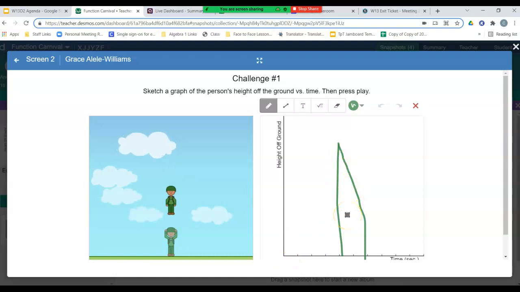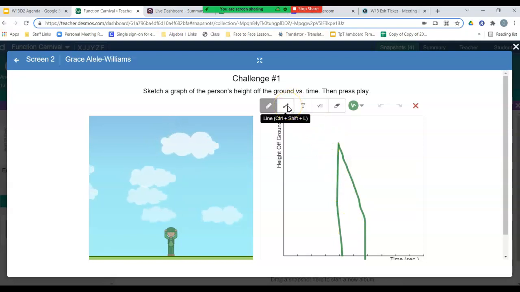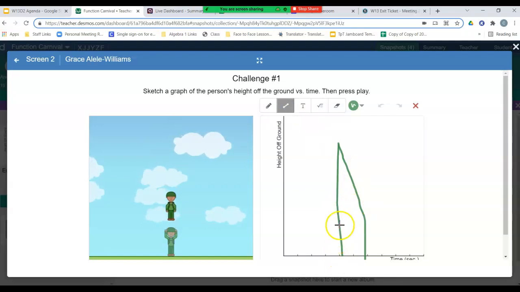Why does it look like he glitched? It's like he's in two places at once. Why? The line's not straight. It's not a function. Why is it not a function? Partly because it's going backward, it's going this way, so it's not straight like that.